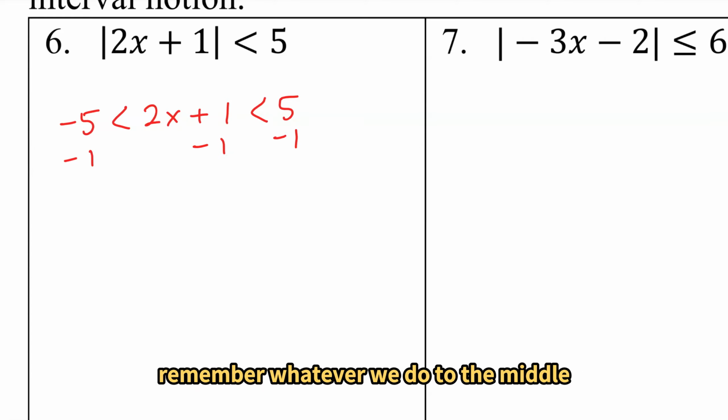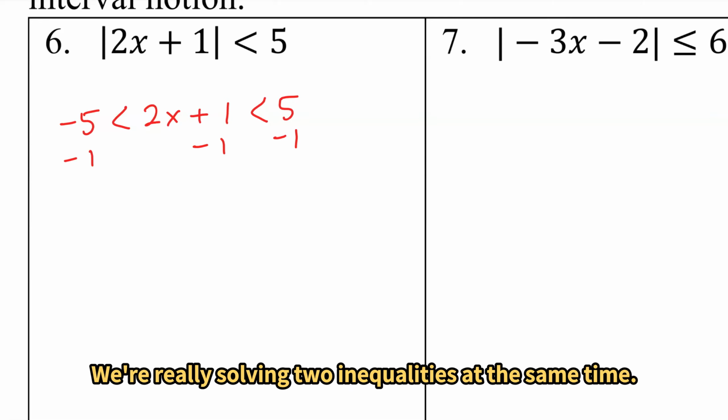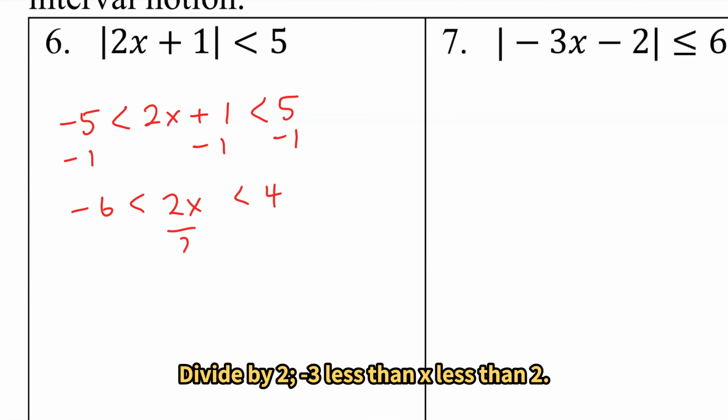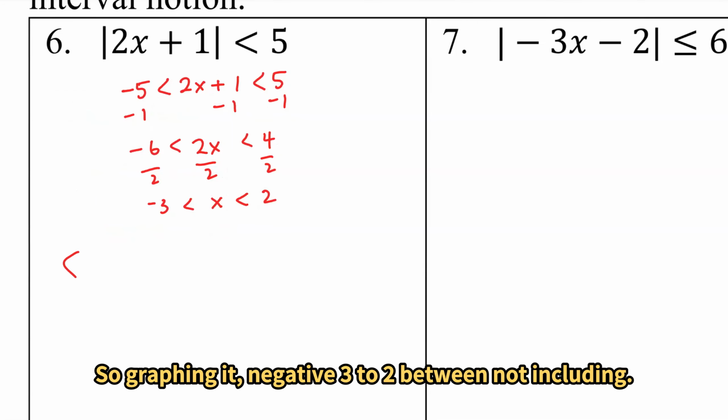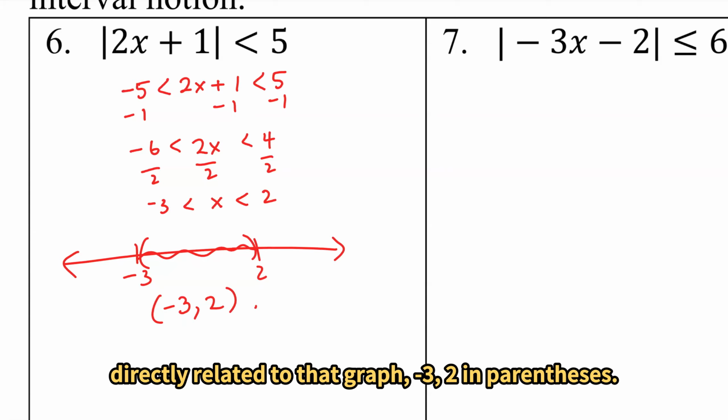3-part inequalities, remember, whatever we do to the middle, we have to do to the outsides as well. We're really solving 2 inequalities at the same time. And the goal is to get x by itself in the middle. Divide by 2, negative 3 less than x less than 2. So graphing it, negative 3 to 2, between, not including, and our interval notation directly related to that graph, negative 3, comma 2 in parentheses.